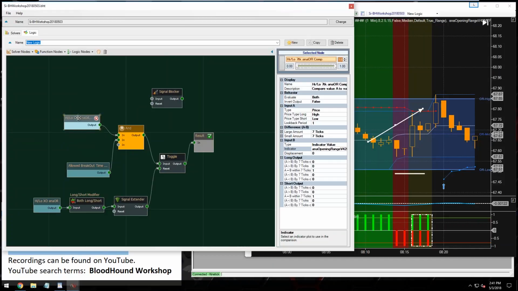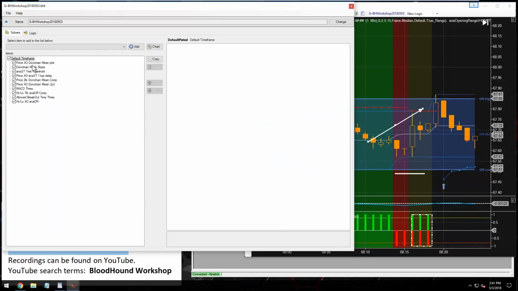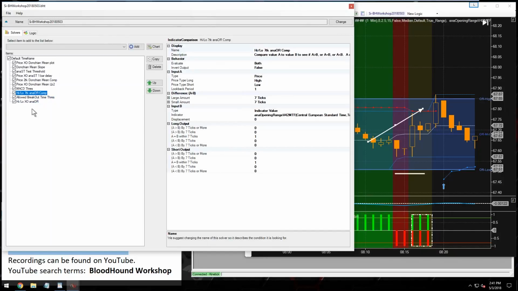Yeah, let's see. So I've already got this solver built here that's looking at the wicks, right? The high price and the low price of the wicks. But now I want one that's going to look at the closing price of the bar. So we can make a copy of that. And there it is. Okay. So I can make a copy of this. And this time I'm going to look at the closing price of the bar and see, is it above or below?